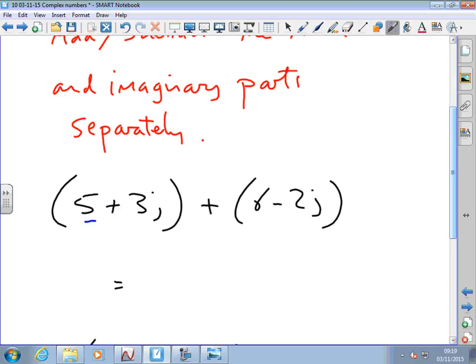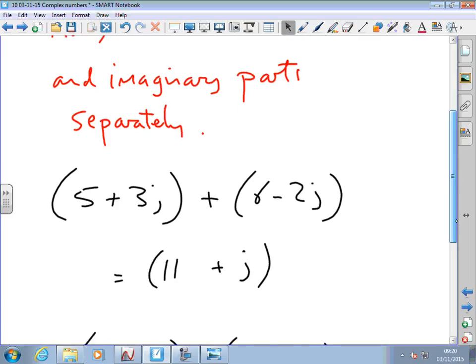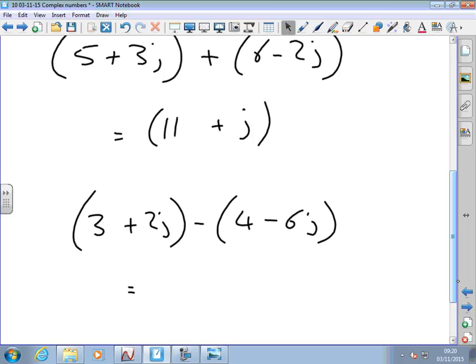I add the real parts separately: 5 plus 6 is 11. And I add the imaginary parts separately: 3j plus minus 2, so 3 minus 2 is 1. I wouldn't put the 1, like in algebra. We don't put 1x, we just put x. In the same way, we just put j, so that means 1j. It's a complex number, so I put a bracket around it. There's my real part and my imaginary part. What about that one? Write down what you think the answer to that one will be.